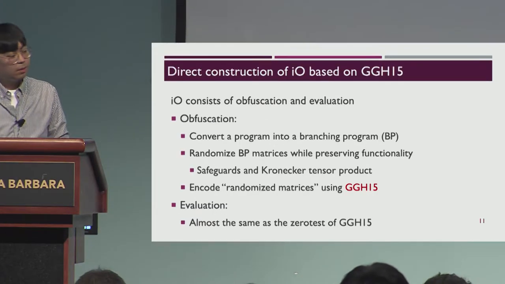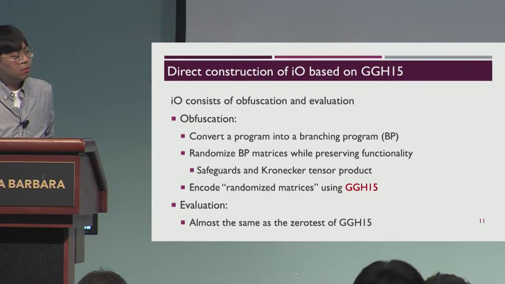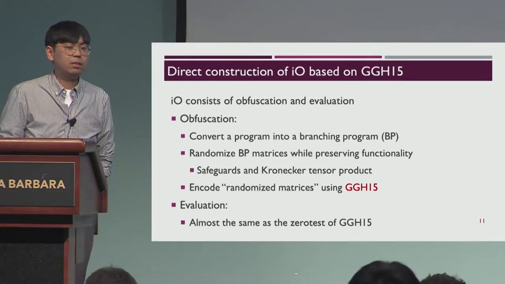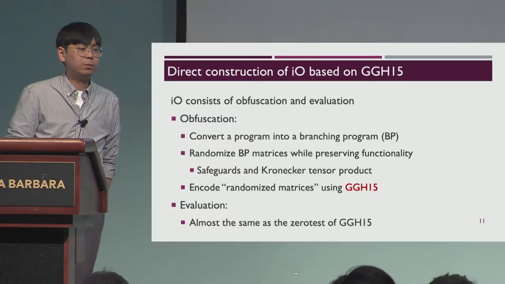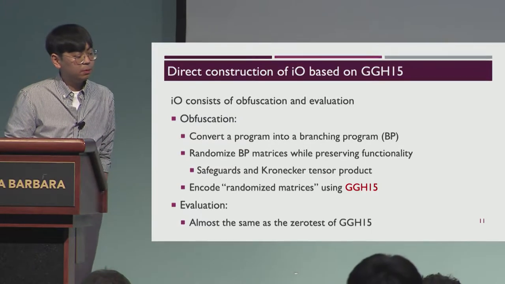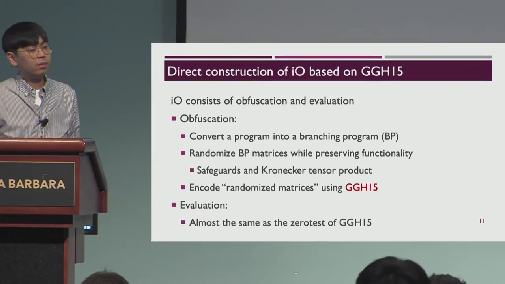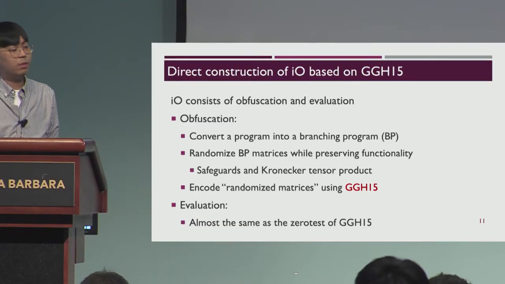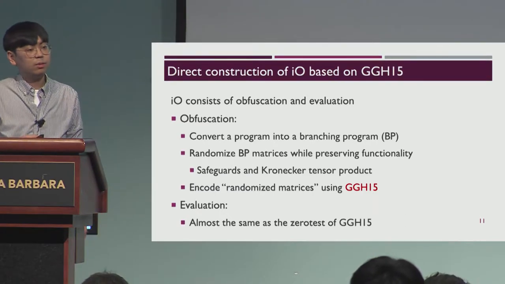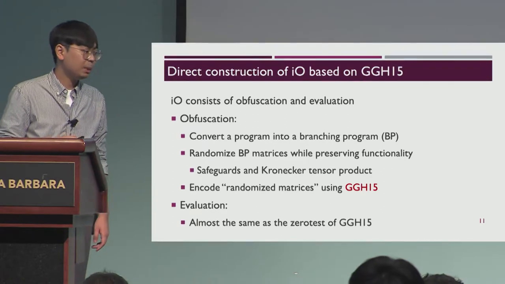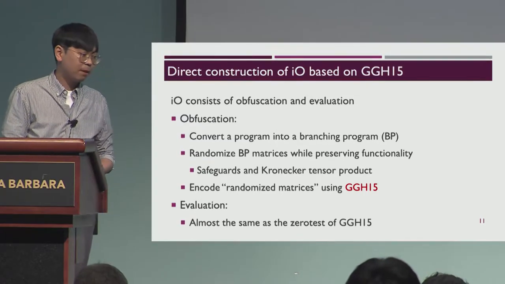So we are ready to describe how to construct an obfuscation. First, I/O consists of two algorithms called obfuscation and evaluation. Obfuscation has three steps. First, convert a program into a branching program. The next step is to randomize the branching program while preserving the functionality. The first candidate, GGH-RSW, uses a safeguard. And the recent candidates, CVW and BGMZ obfuscations, use a canonical tensor product. Both randomizing techniques are used to prevent any invalid evaluations. The last step of obfuscation is to encode the randomized matrices using GGH15.